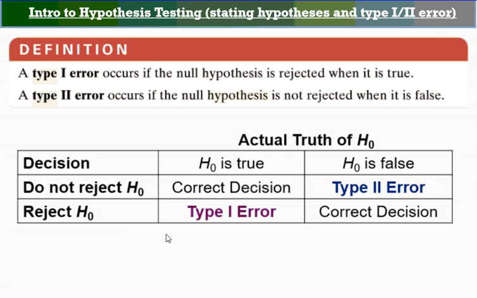There are four things that can happen. The null is true and we do not reject it. That's a good decision, right? Or maybe the null is false and we actually do reject it. That's good. But we could make errors.